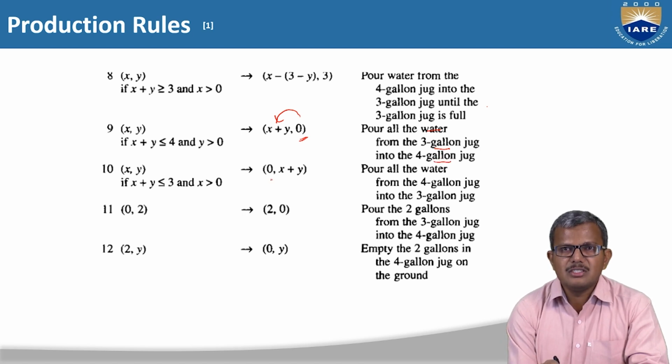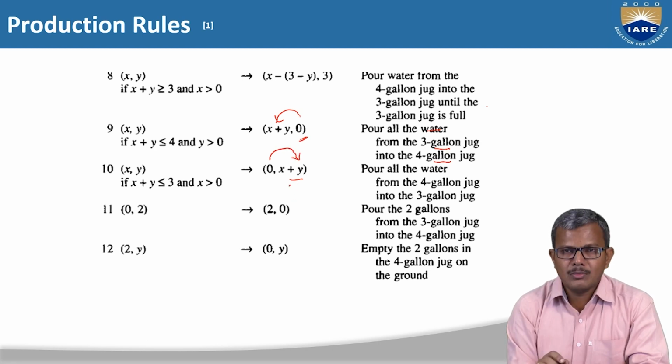Next, if I represent (0, x + y), that means I am removing the water from the 4-gallon jug and pouring it into the 3-gallon jug. I am pouring that water until the 4-gallon jug becomes empty.